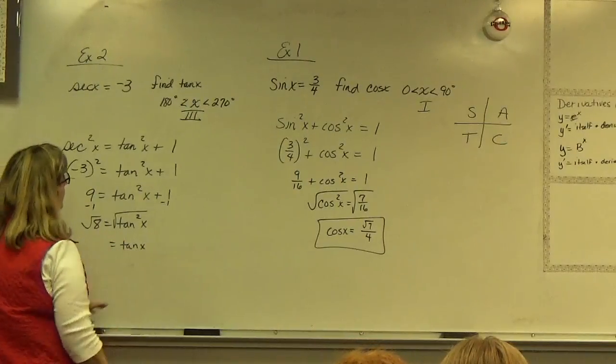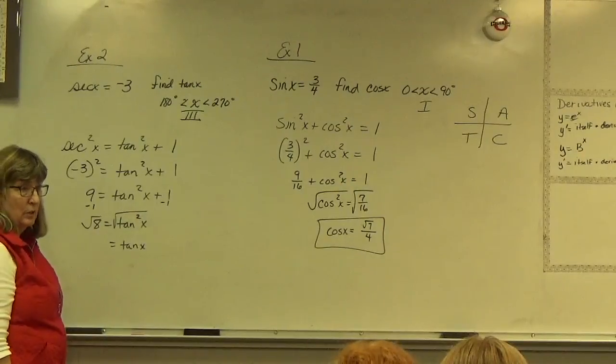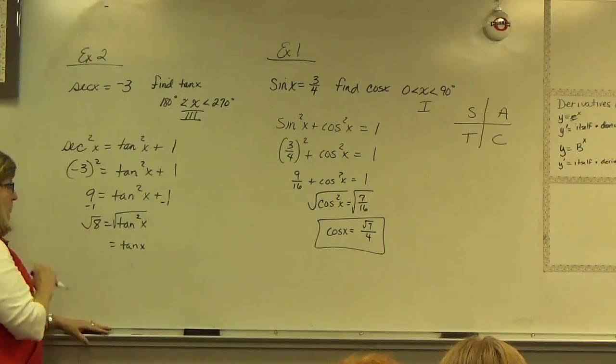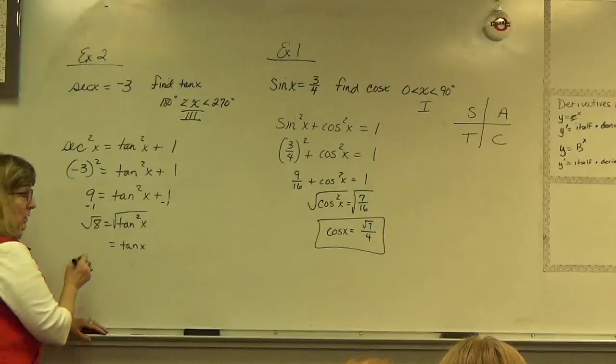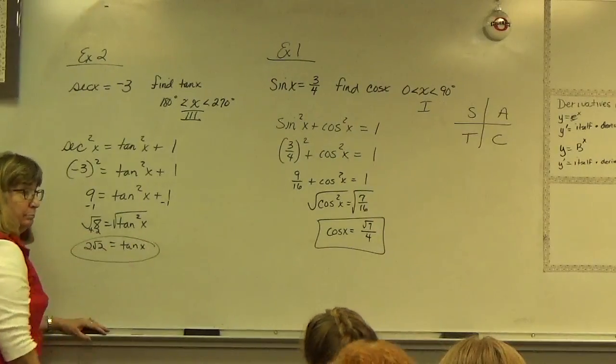Now, we're in the 3rd quadrant, so what's the tangent in the 3rd quadrant? Is it going to be positive or negative? Positive. Now, square root of 8, what can I do with square root of 8? 2 square roots of 2. So there would be our answer.